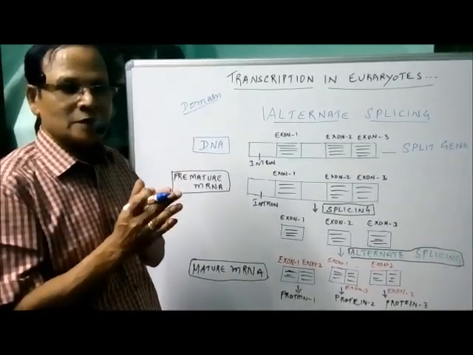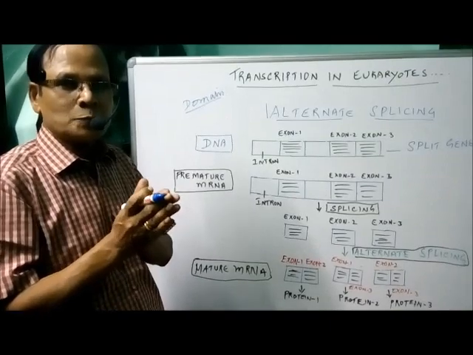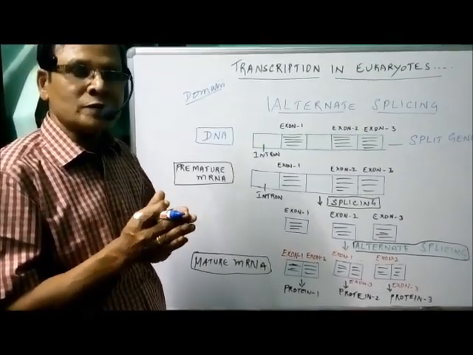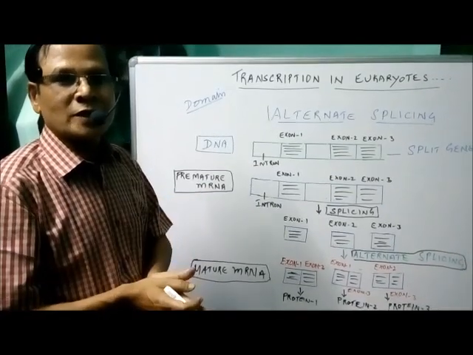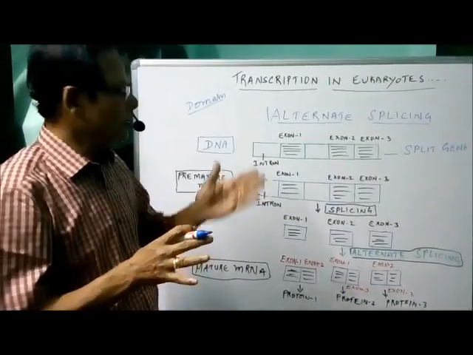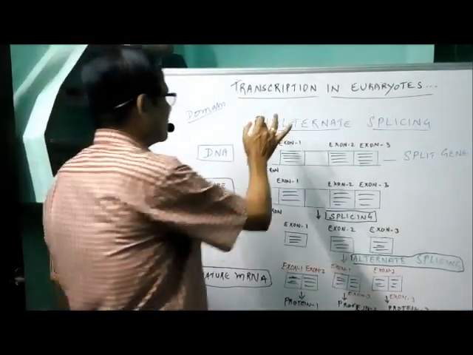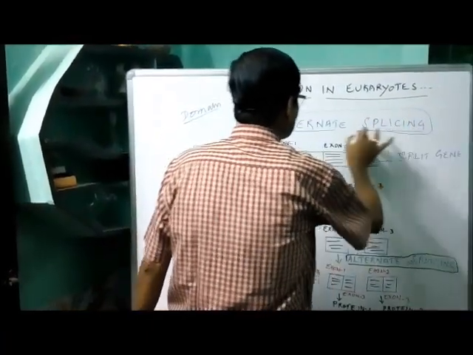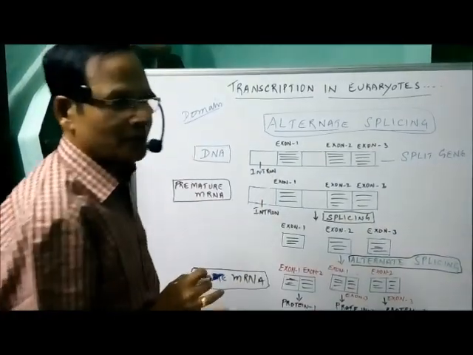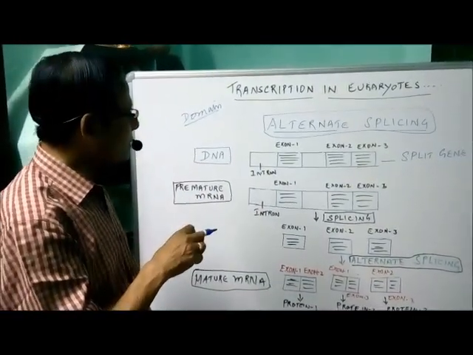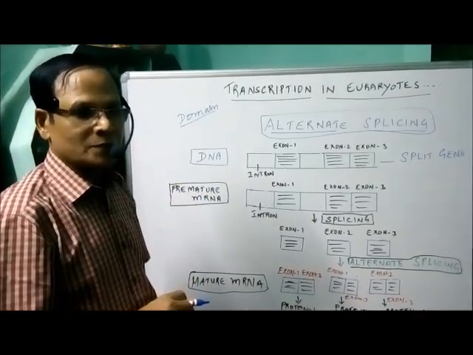So this is the mechanism through which different proteins with specific functions, and also the functional diversity in animals, can be produced. The main important function of alternate splicing is that it is a mechanism responsible for generating functional proteins and also the functional diversity among organisms.